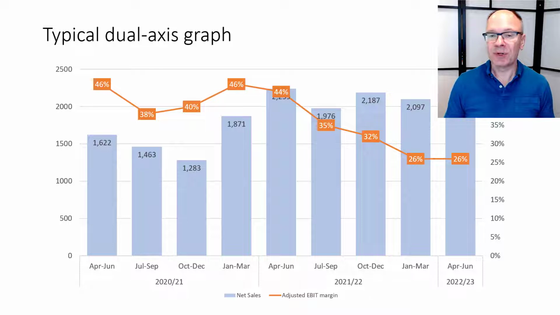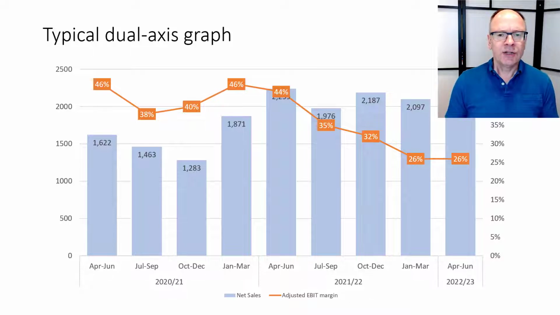It's a very typical type of graph I see in my financial viz training courses, a dual axis graph. In this particular case, on the left hand axis, we are measuring our net sales, those are the blue columns, and on the right hand axis, the orange line with those markers with the data labels, that's adjusted earnings before income and tax margin.